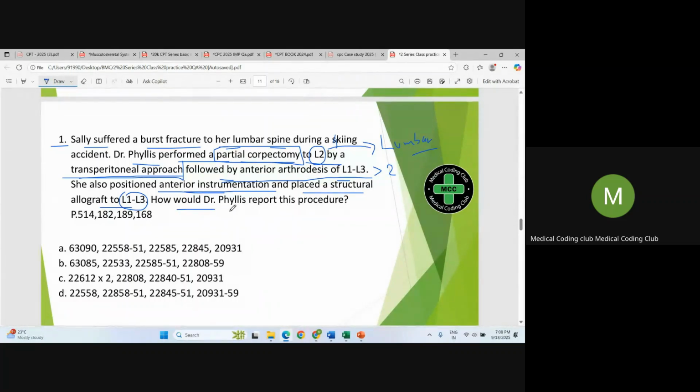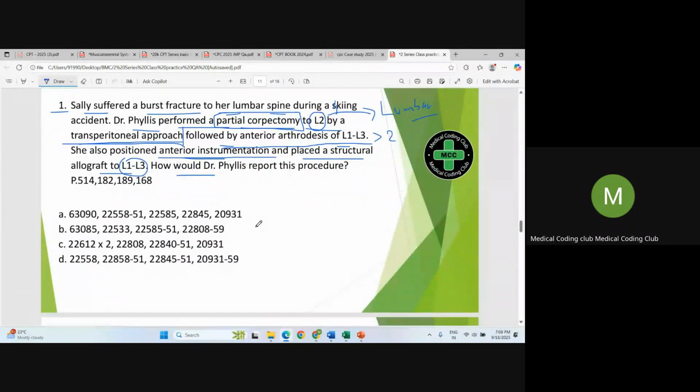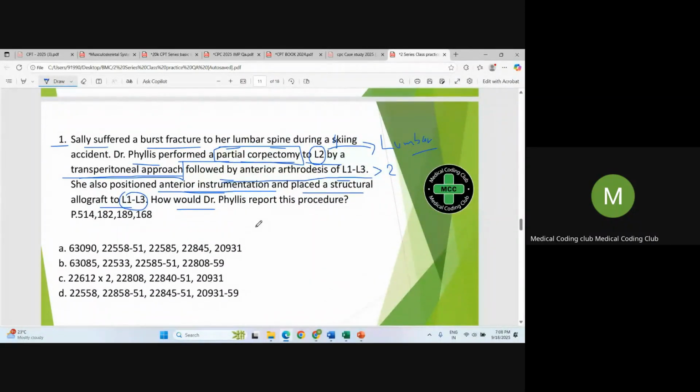How would you report the doctor's services? Check the options. These are all very important questions. If you take 8 mocks, out of 8 mocks you can see this question in 4 to 5 mocks, the same question. Take some time, go through the options and see what your answer is. I already told you about modifier usage also. By knowing the modifier usage, you can analyze and type your answer.